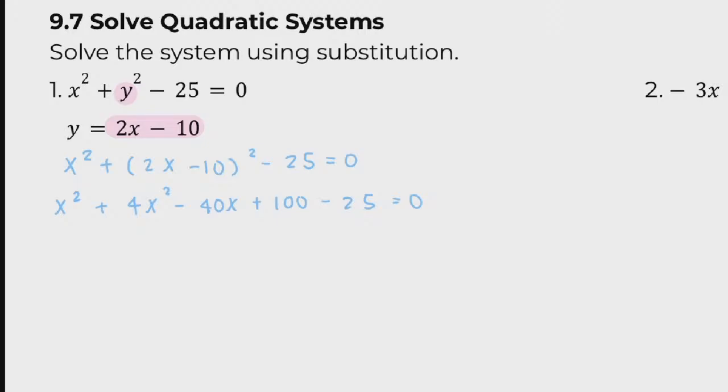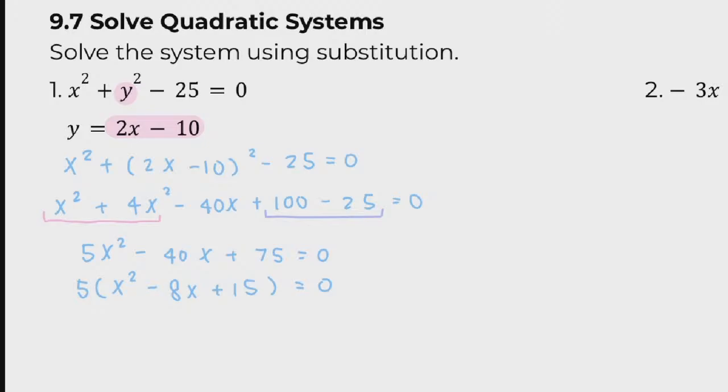Then we'll want to combine like terms. So we can add the x squareds together and add the constants together. So that'll be 5x squared minus 40x plus 75 equals 0. Next, we're going to factor, but we want to first make sure we take out the GCF, and in this case, the GCF is 5. So that'll be x squared minus 8x plus 15 equals 0.